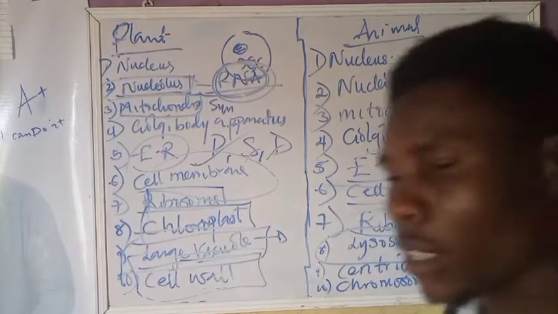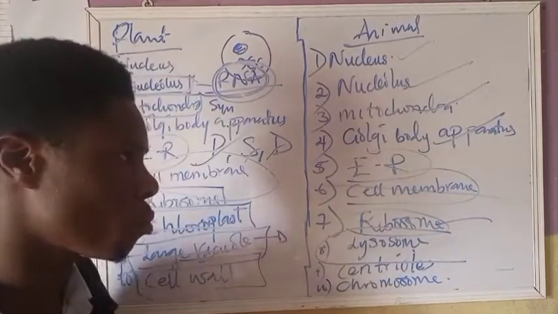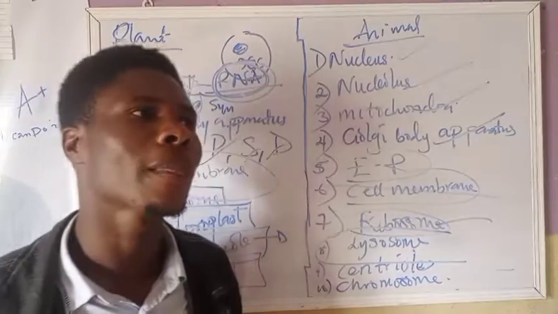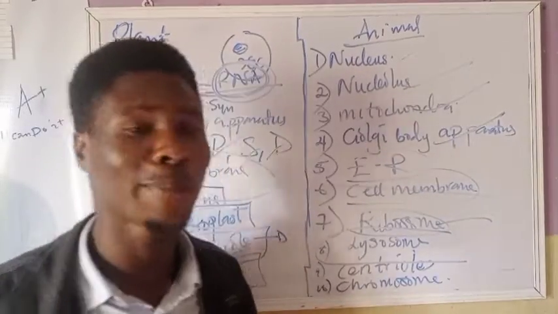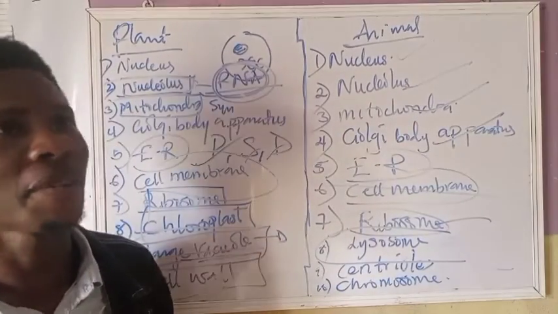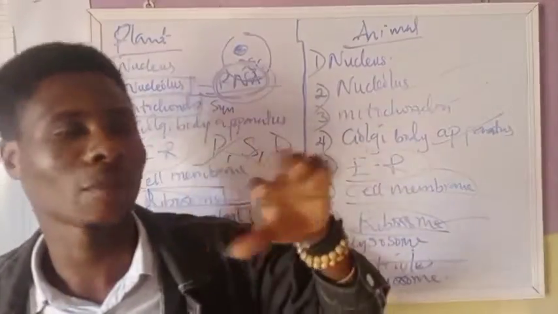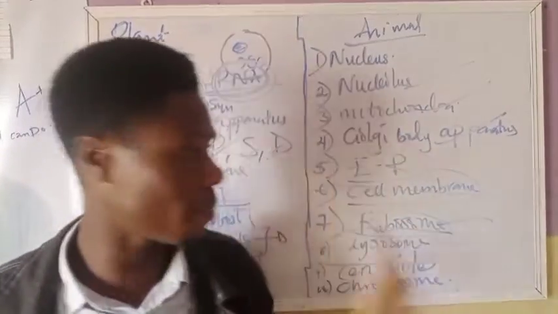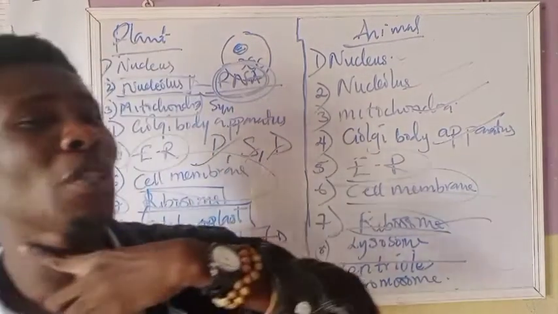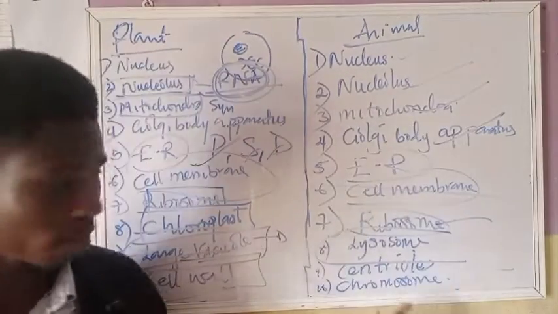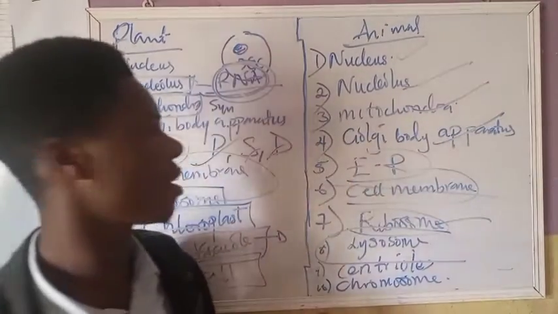Lysosome. Please, lysosome is not found in plants, but rather is found in animals. What is the function of lysosome? Lysosome is also known as the killer. In fact, some textbooks will say that. I can remember that as a JAMB question. They were like, which cell organelle is referred to as suicide bag? So lysosome is also called the suicide bag because why? It has the ability to kill every other cell organelle.